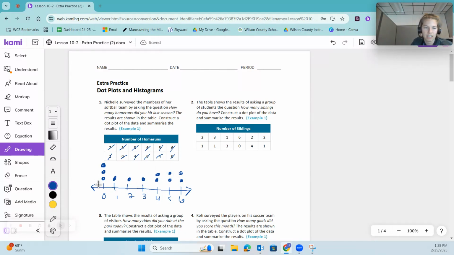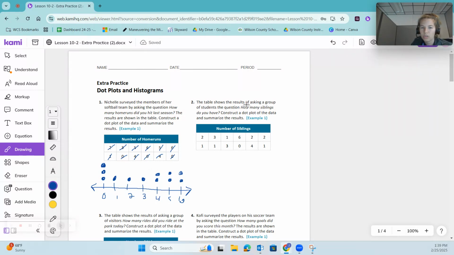This data says that 3 people scored 0 home runs, 1 person scored 1 home run, 1 person scored 2 home runs, 1 person scored 3 home runs, 2 people scored 4, 2 people scored 5, and 2 people scored 6 home runs. That's what this data represents in a dot plot. So let's try one more just like that.